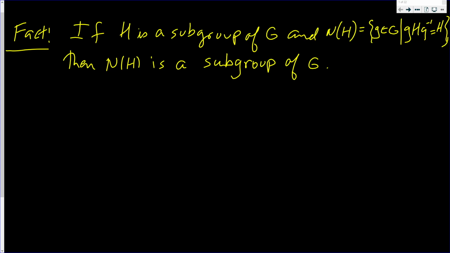In this video, we're going to prove the following fact. If H is a subgroup of G and N of H is defined to be the set of all little g's in G such that gHg inverse is equal to H, then N of H is a subgroup of G.